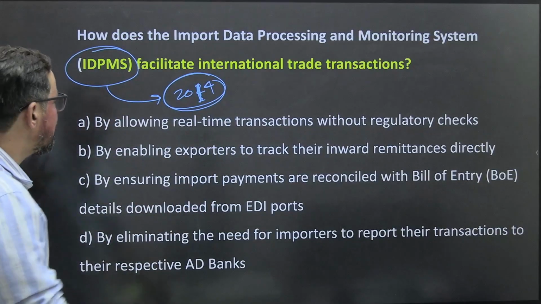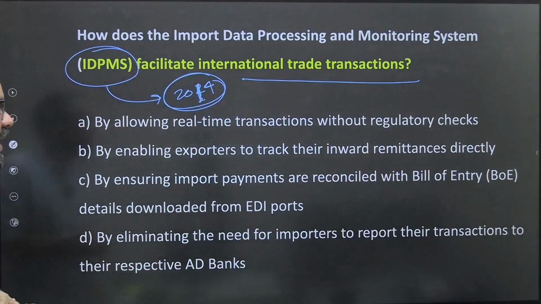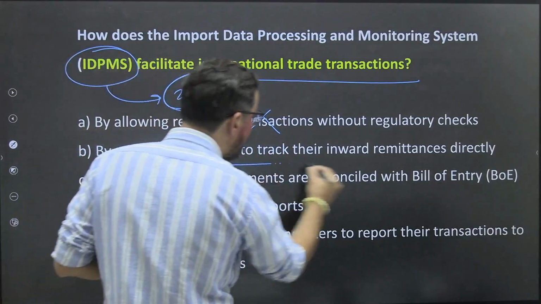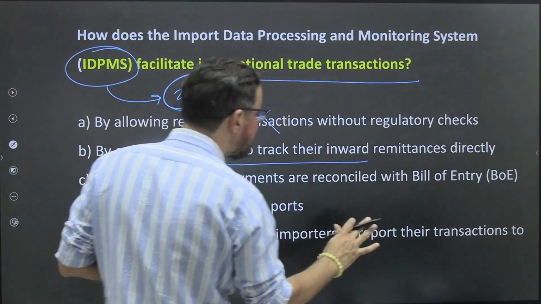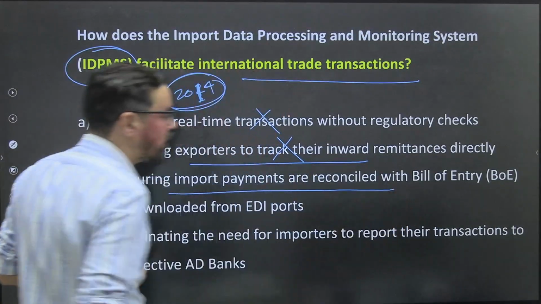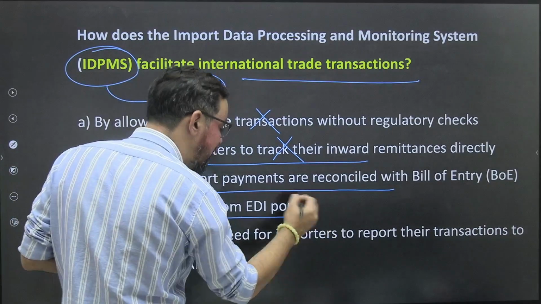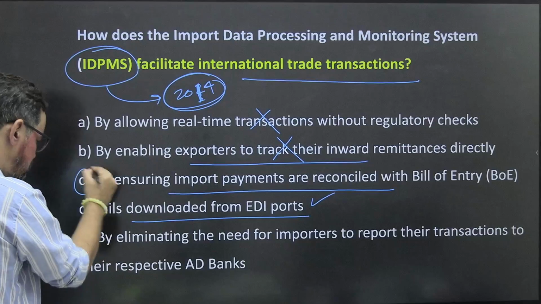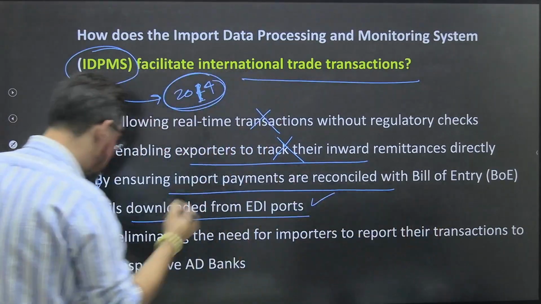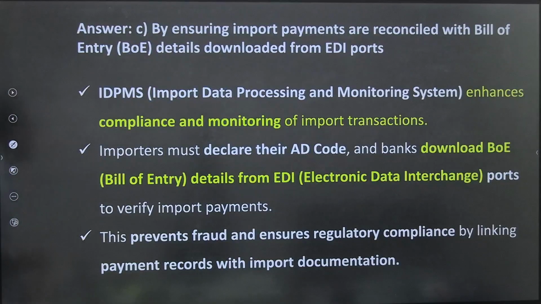So the question is, IDPMS facilitate international trade transaction, okay, by allowing real-time transaction without regulatory check? No. By enabling exporter to track their inward remittances directly? No. By ensuring import payments are reconciled with bill of entry details downloaded from EDI ports? Yes. So option C should be the right answer. By eliminating the need for importers to report their transactions to their respective authorized dealers? No. Okay. So what will be our correct answer? C will be the right answer for this one.